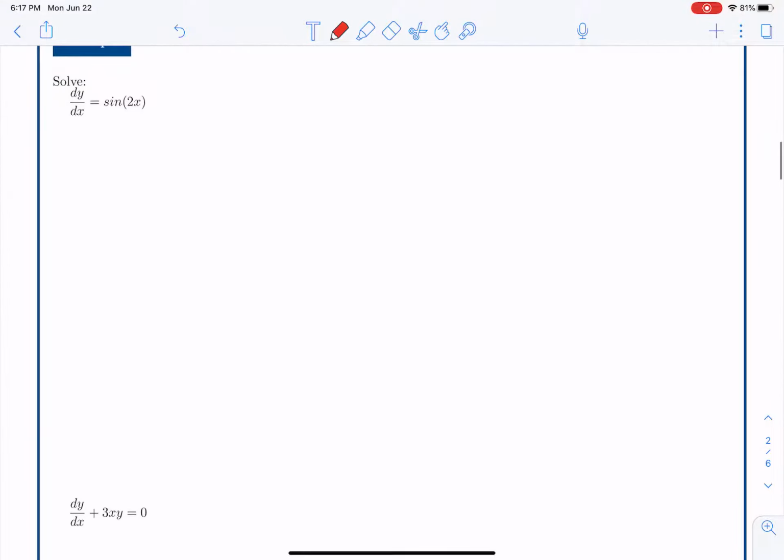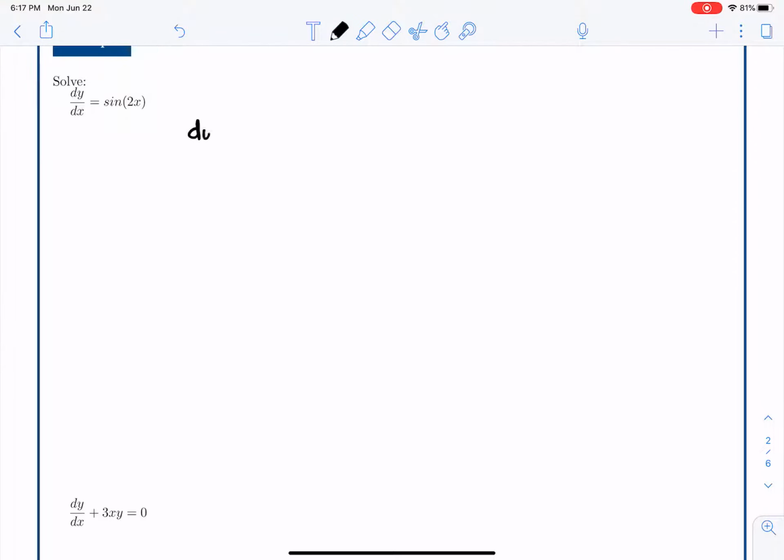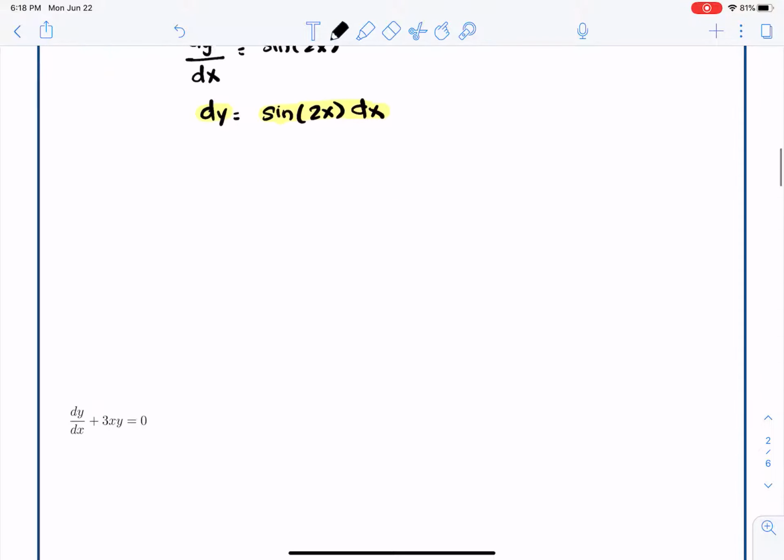So, here is an equation, and we want to determine if this is separable. So, dy over dx is equal to sine of 2x. dy would equal sine 2x times dx. The y term, the derivative of y, and the function involving x and dx, they are on either side of the equality, so it is separable.